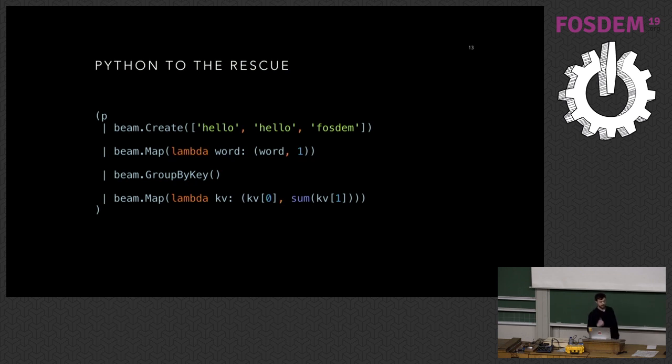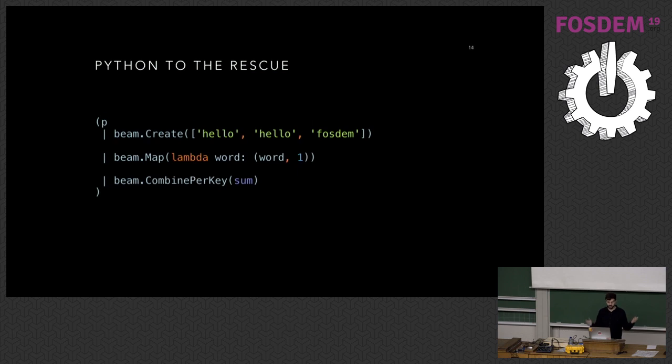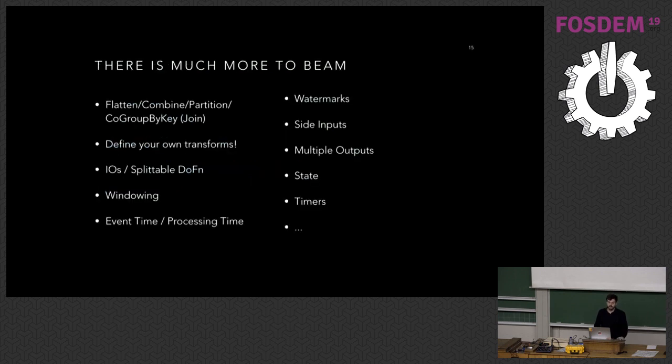Here, this would be the same initial example. We just use lambda functions for that word count. And also in Python, we have, of course, these composite transforms. So this is maybe slightly simpler, where we have the combine per key function, and we pass sum as an argument. This is just a very quick look into the Beam API.